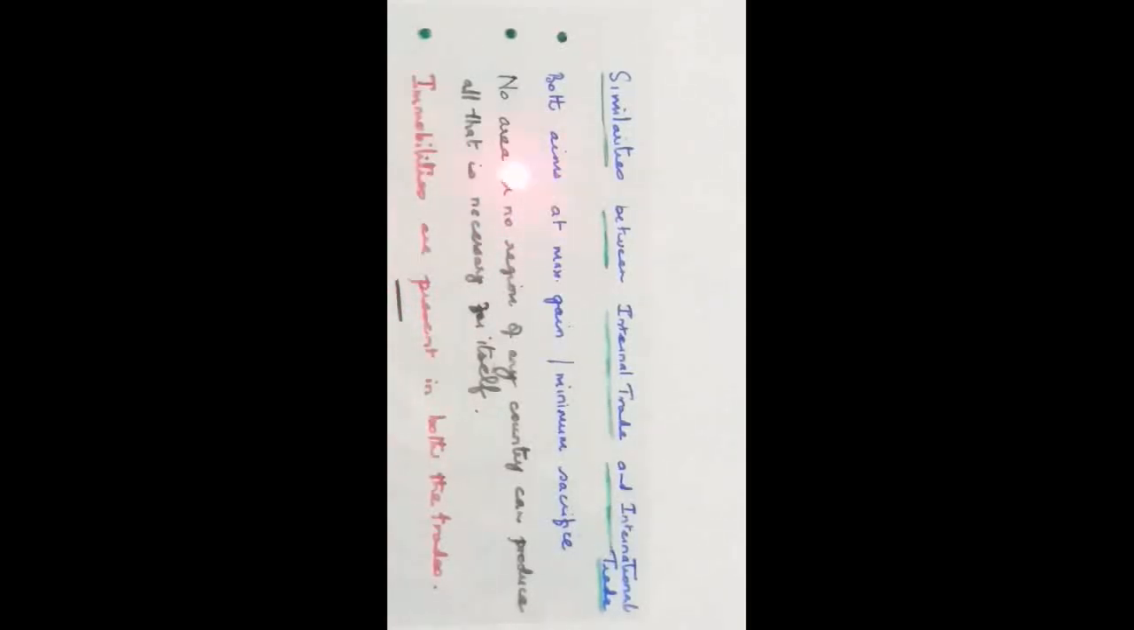So these are the three similarities. One is maximum gain, minimum sacrifice. Then all regions or any country cannot produce everything by itself. Next one is immobilities of factors are present both in internal trade and international trade.